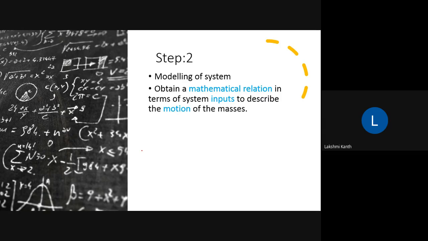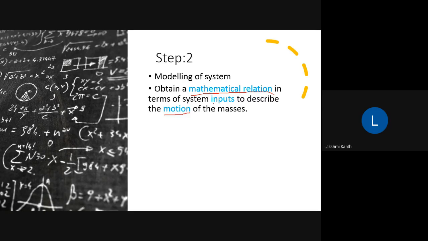What does this modeling tell? Okay, so modeling is nothing but obtaining a mathematical relation. This is very important. Obtaining a mathematical relation in terms of system inputs to describe the motion of the masses. Okay, so obtaining a mathematical relation in terms of the system inputs to describe the motion of the masses. It seems to be straight and simple, but it needs some attention.